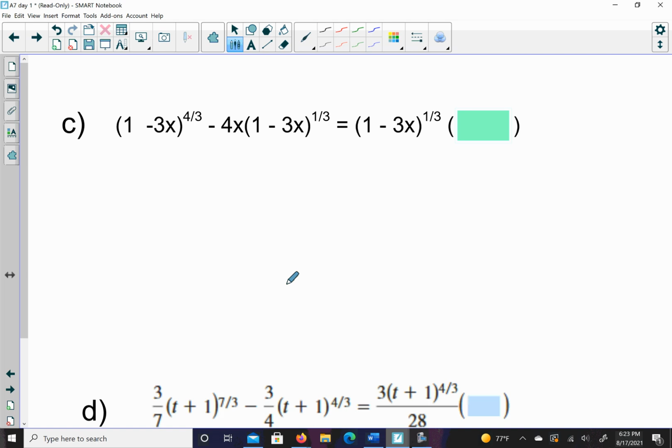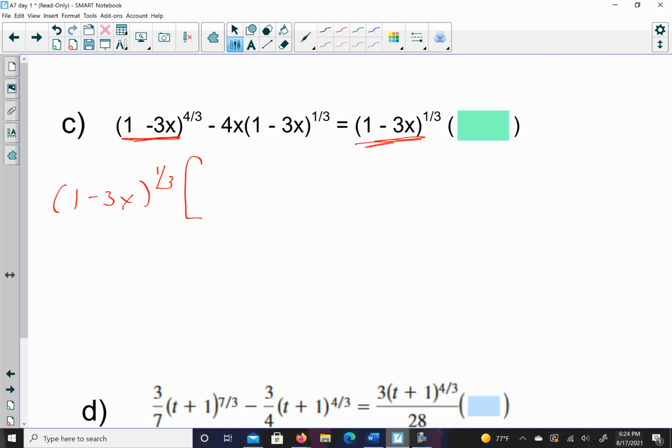This one has an equal sign, but I can't eliminate because, well, I can. I'm going to have to factor this out so I can eliminate it from this side. So when I look here, that 1 minus 3x is what's in common. That 1/3 power is the lowest power, so that makes sense that that's what they factored out. So I'm going to write 1 minus 3x, and I'm factoring out a 1/3 power.